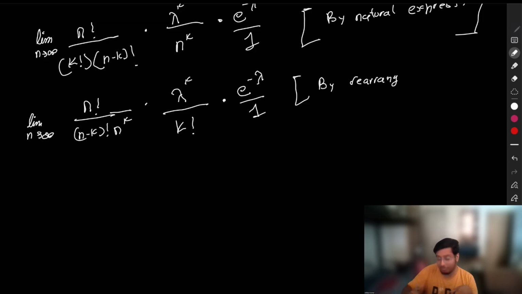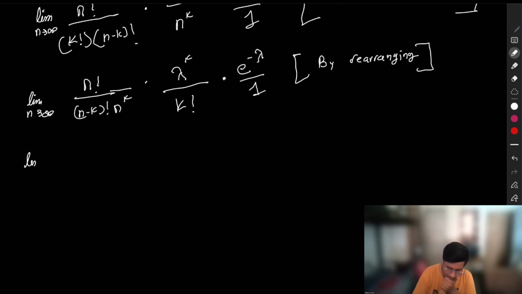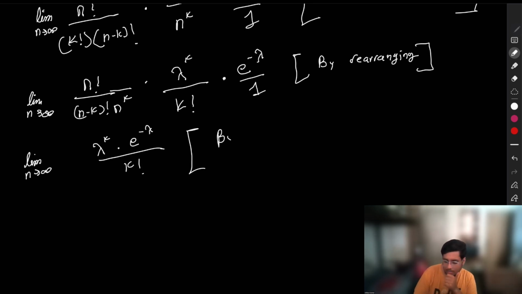So what we are doing here, we are deriving our Poisson distribution. Okay, so if you are not able to understand the derivation, there is no problem in that. There's no problem for you to understand the next part of this lecture, right? By rearranging, right? Now what we are going to do, we are going to do the limit analysis. Lambda raised to the power k multiplied by e raised to the power minus lambda upon k factorial. So this has come by limit analysis.